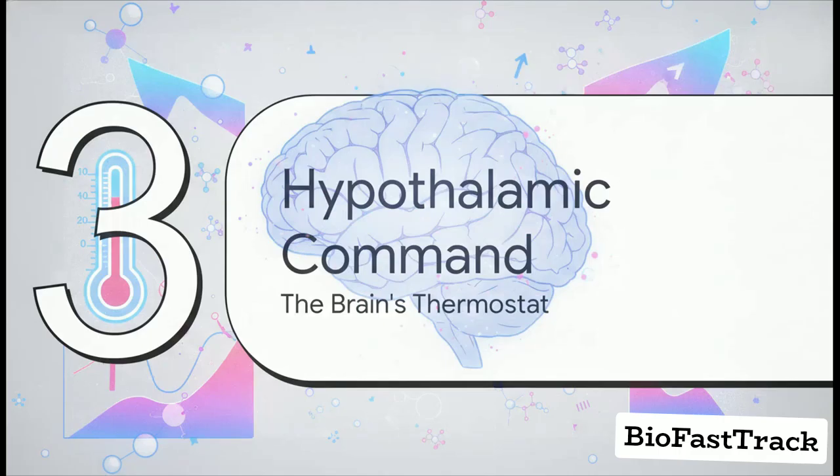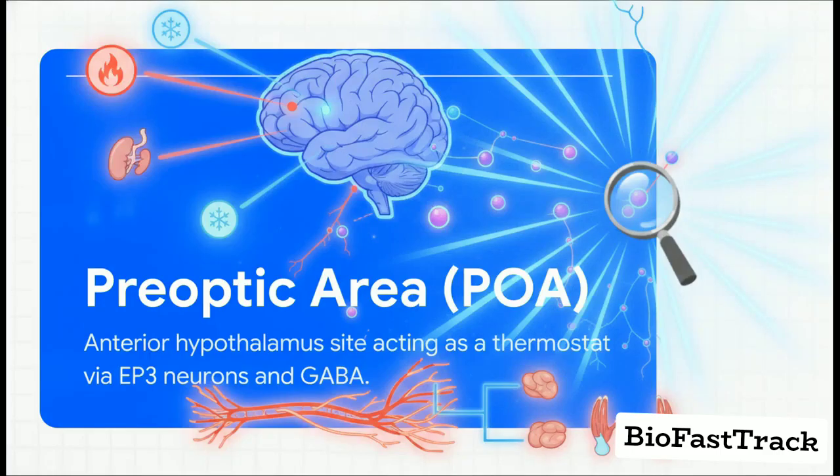Section 3, the hypothalamic command center. Deep in the anterior hypothalamus lies the preoptic area, or the POA. This acts as the brain's integration center, processing temperature readings from your skin. It then controls sympathetic output using EP3 expressing neurons and the inhibitory signal GABA.